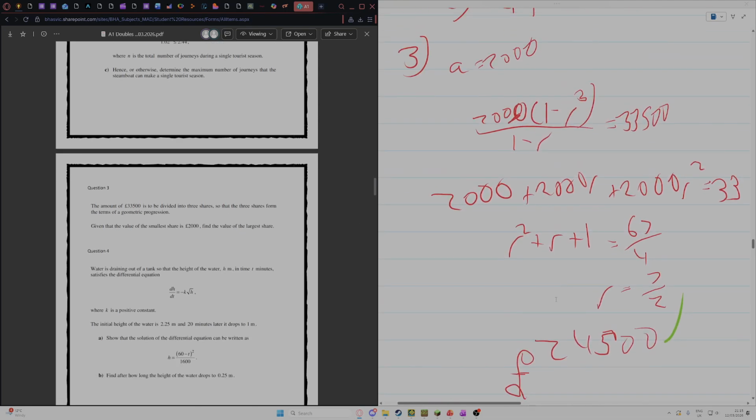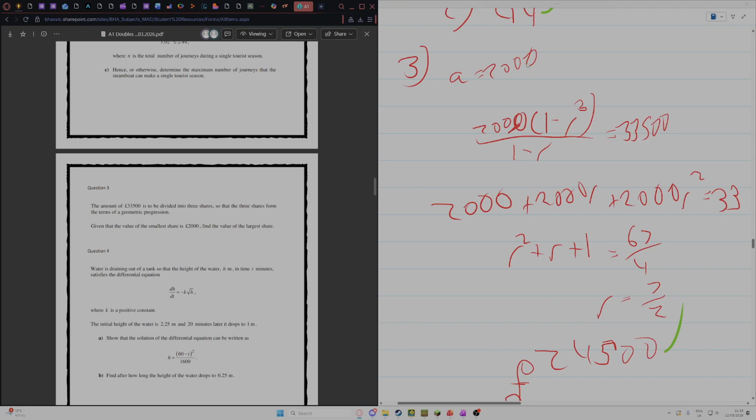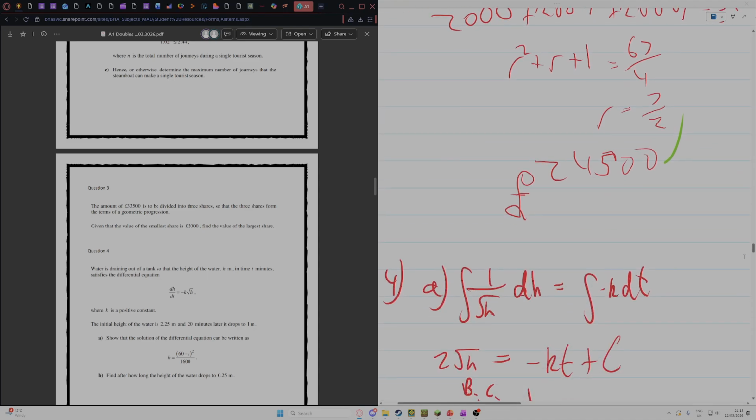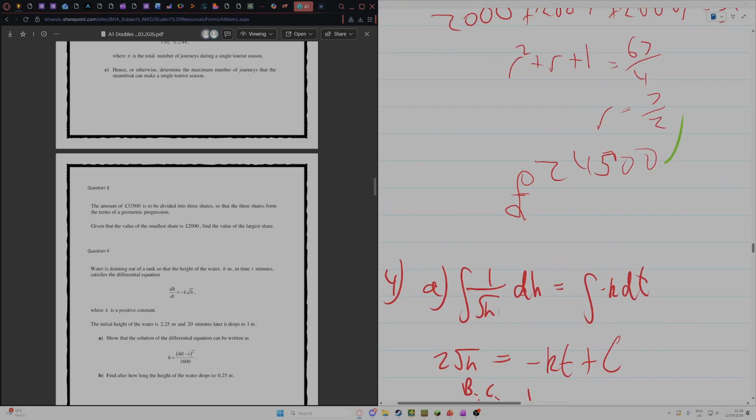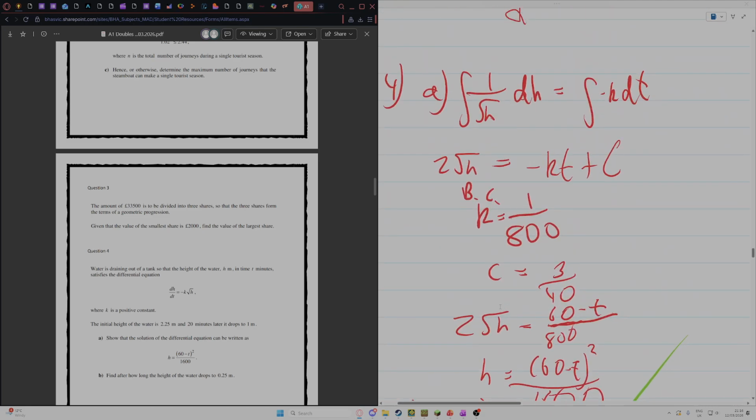This question took me way too long. It should not have. So A is 2000, obviously, because that's the value of the smallest share, and then you put it into the formula, get this weird quadratic, and then you solve for r. For some reason, from here I switched to thick writing, which does look a lot better, to be fair.